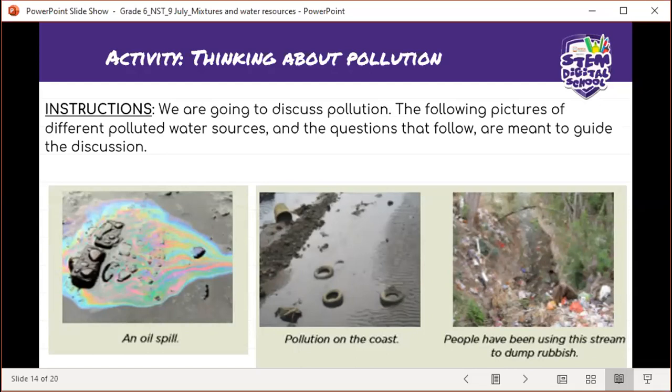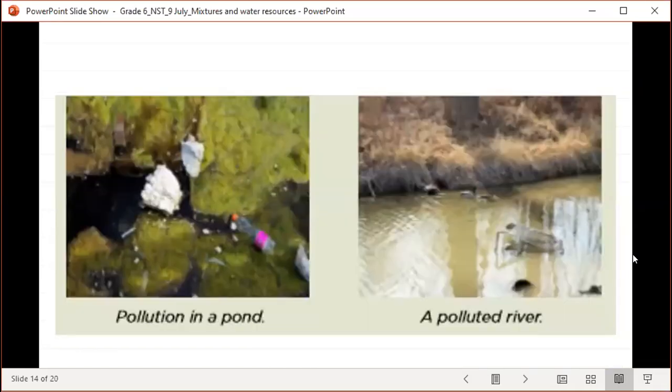Yes, guys, it looks horrible. The oil spill looks beautiful. Wow, Ejiro, but it is not good for our water. Fortunately, it is not good for our water.